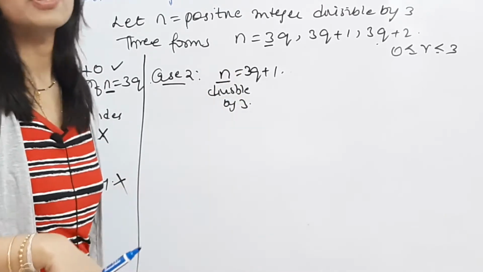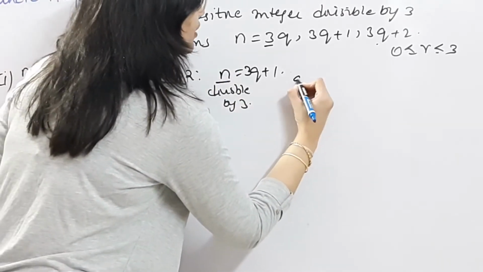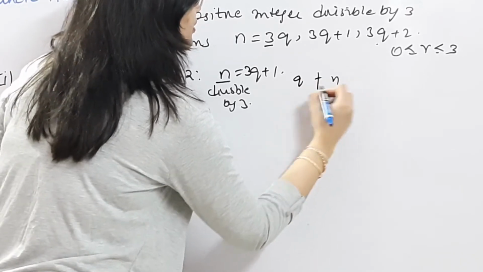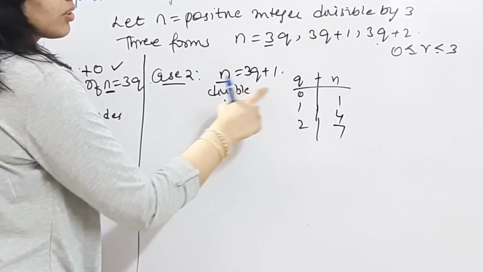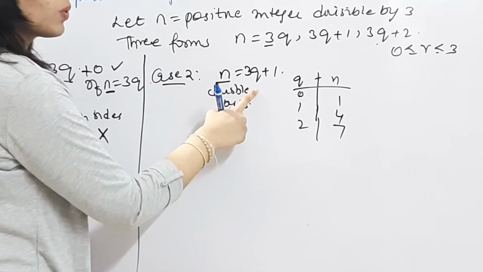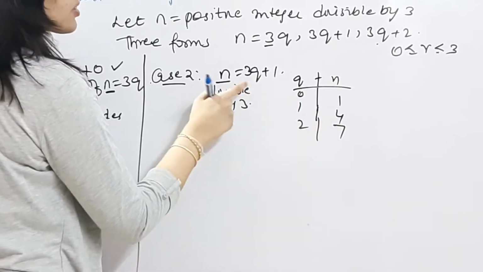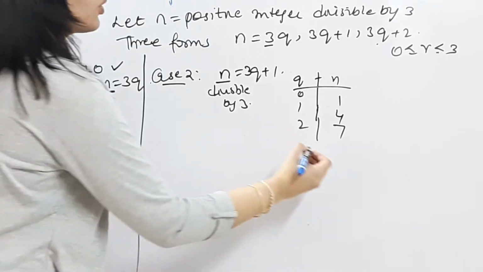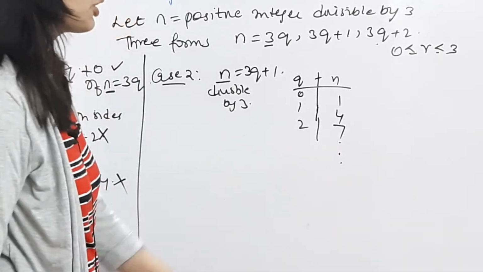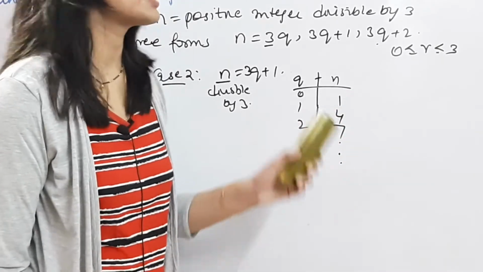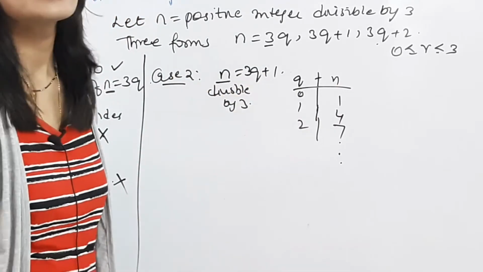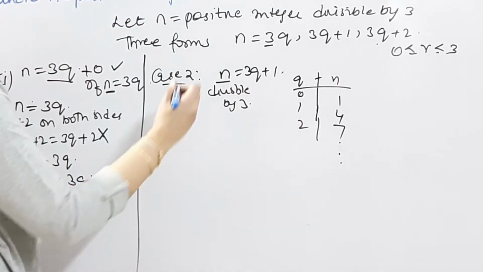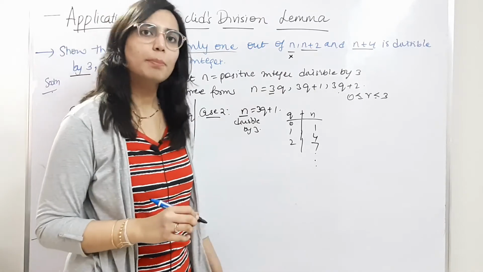It does not go in 3. Why? Because whenever you take q and n here, when q is 0, n is 1; q is 1, n is 4; and q is 2, n is 7. That means you will get no number that is divisible by 3 when n is 3q plus 1. So we can say that for these, n is not possible.